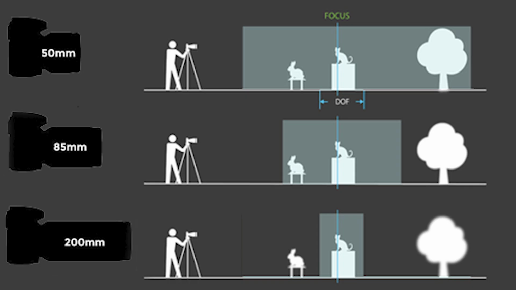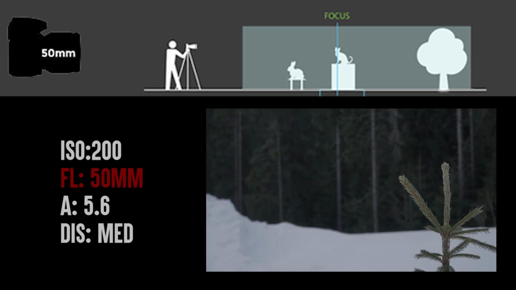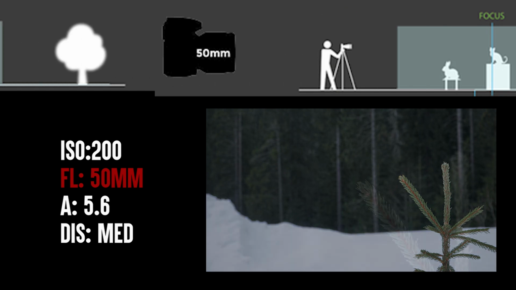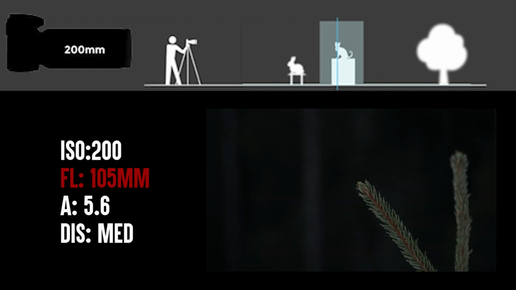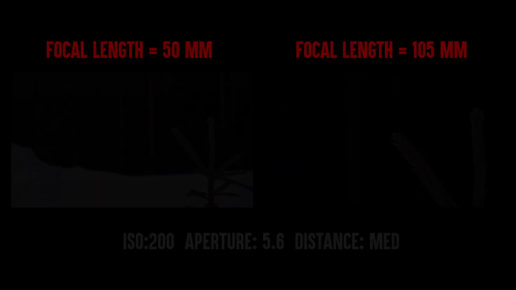Focal length. For focal length, it's the opposite of aperture. A low number, which gives us a wider shot, also gives us a larger depth of field, whereas a high focal length creates a tighter shot and gives us less depth of field.